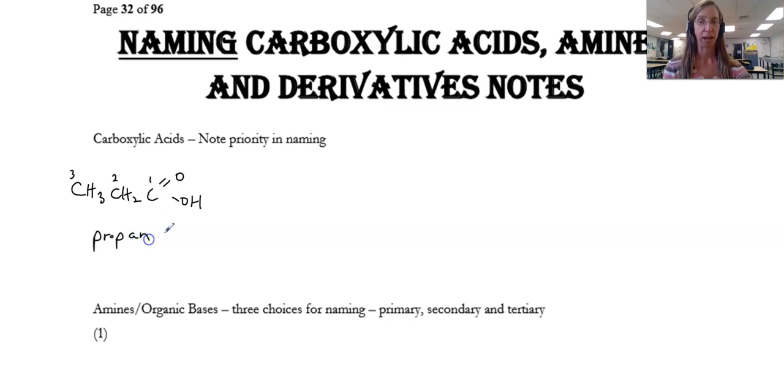Keep the AN or EN, it could be EN, but it's not. It's all just single bonds here. And then the ending oic acid, propanoic acid. And if there are side groups, then they get named at the beginning.